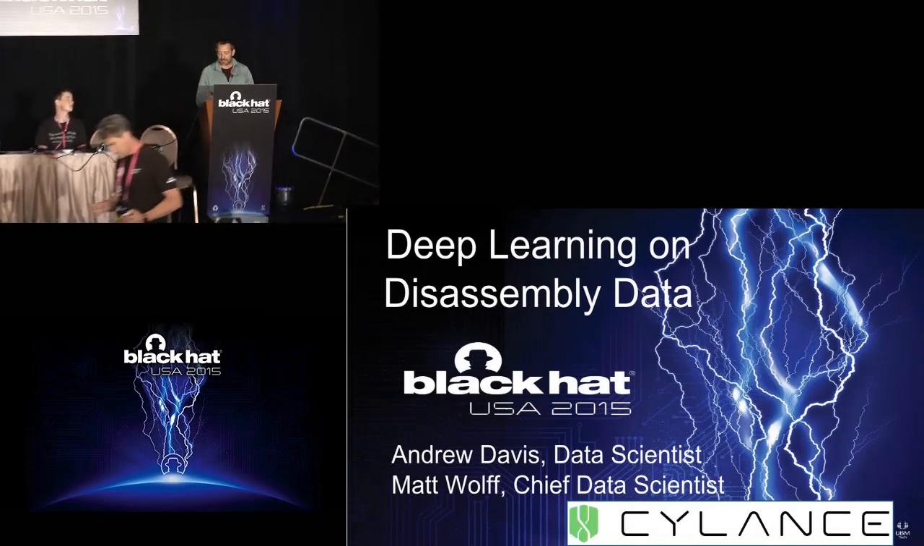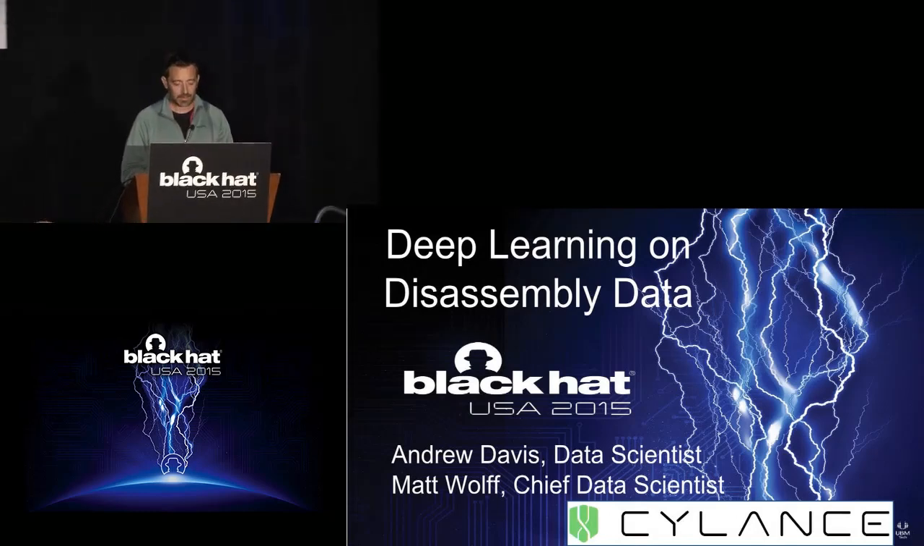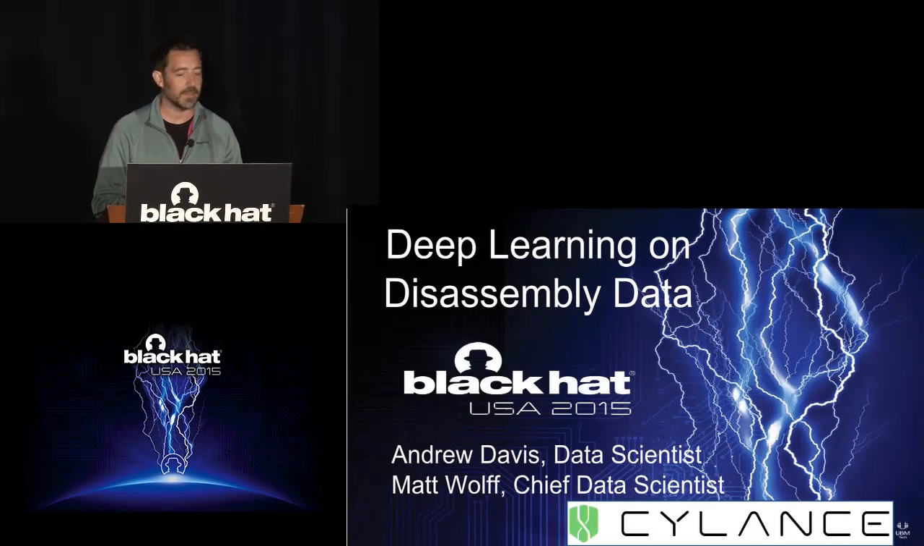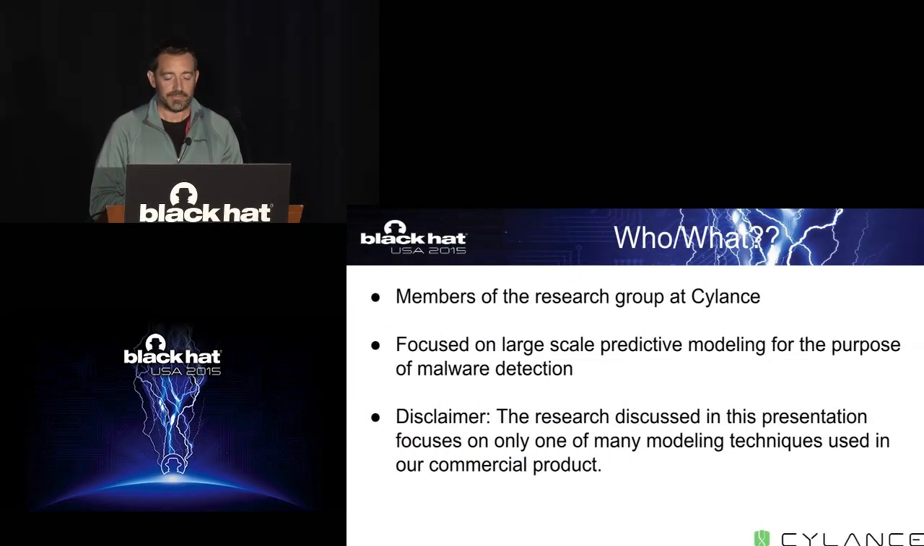So I'm Matt Wolff. This is Andrew Davis. We are part of the data science team at a company called Cylance. If you're not familiar with the company at all, basically the best description for Cylance, just to give you an idea, is it's the AI of AV. So our work focuses on applying machine learning for the purpose of malware classification.